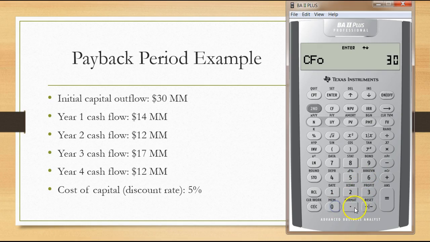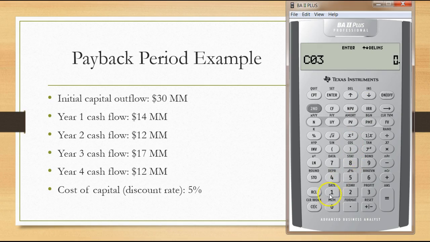So our first one is negative $30 million. Again, negative, this is a cash outflow here. Okay, so we have negative $30 million in cash flow 0. In cash flow number 1, we have 14 million. Okay, so this is positive, 14 million positive. Again, a frequency F01, this only happens once. Cash flow number 2 is 12 million. Again, positive, enter, down. Again, the frequency of that second cash flow happens once.